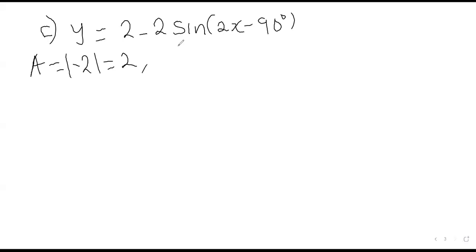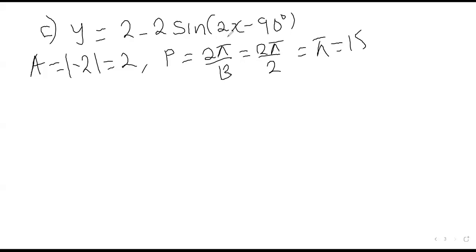That is our amplitude. Period is equal to 2 pi over b. b is always positive. So we have 2 pi over b, where the coefficient of x is 2. So we have pi. I like using degrees, so I'll go with 180 degrees.